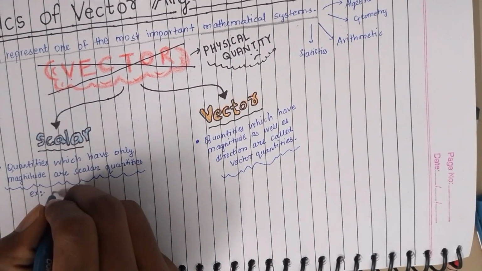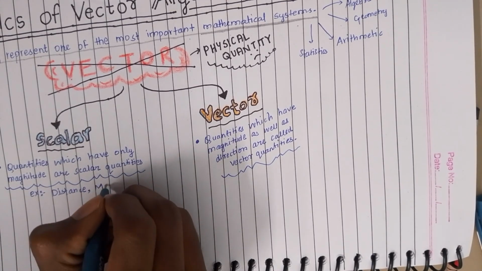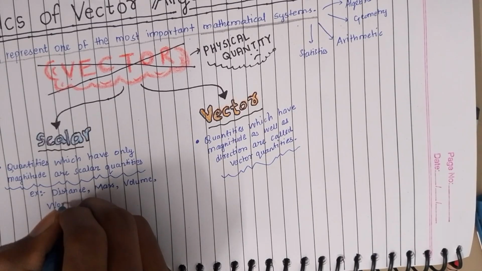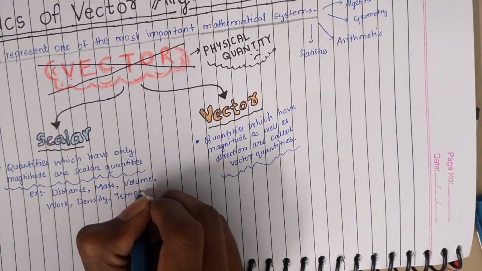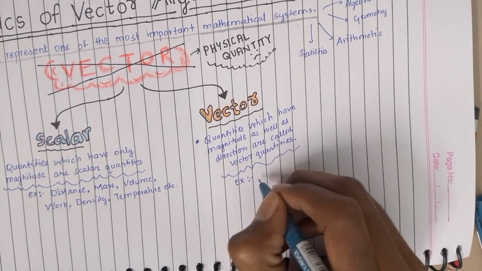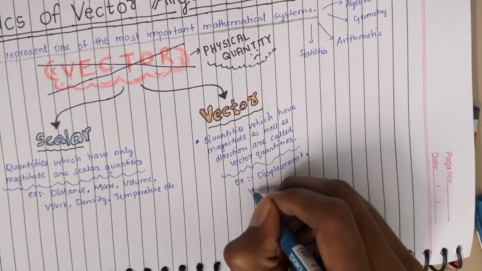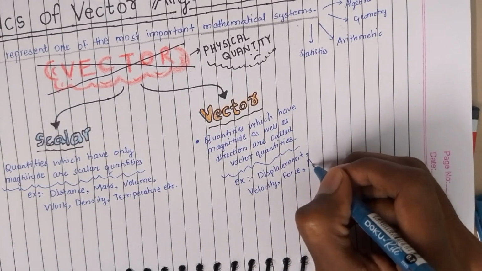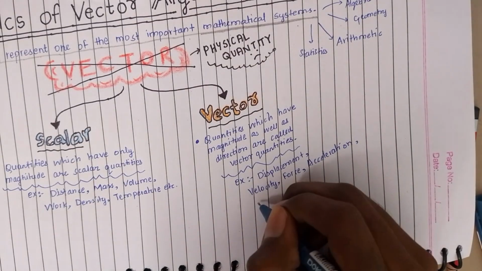Scalar quantity examples are distance, mass, volume, work, density, temperature, etc. And for vector quantity, I'll go the opposite way, like displacement, velocity, force, acceleration, momentum, weight.